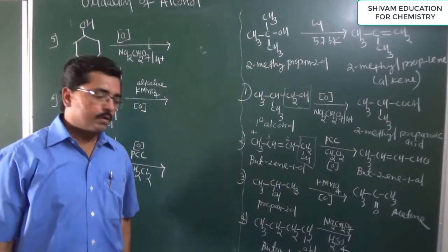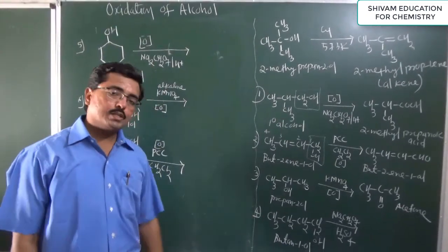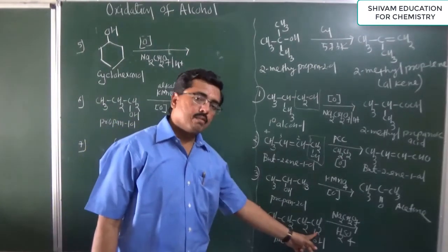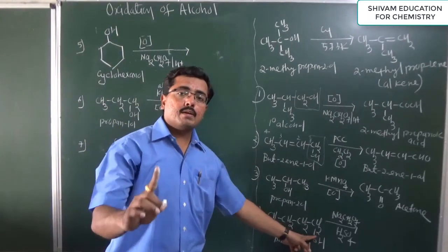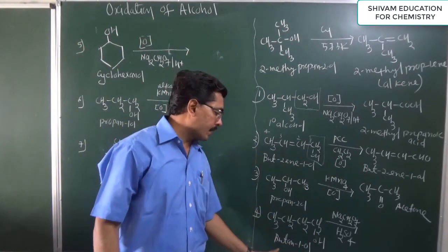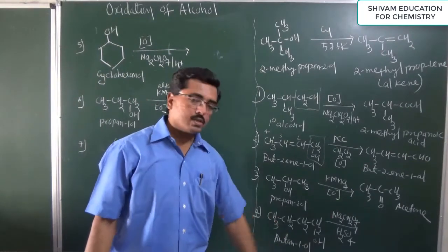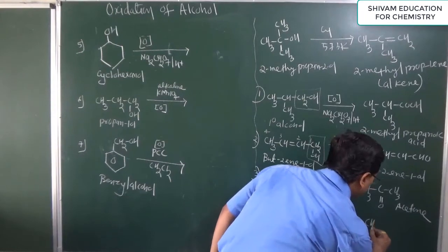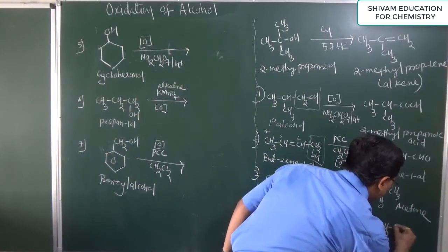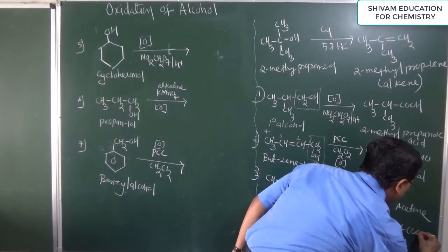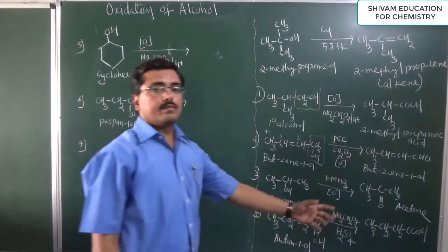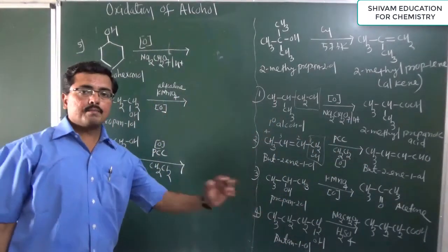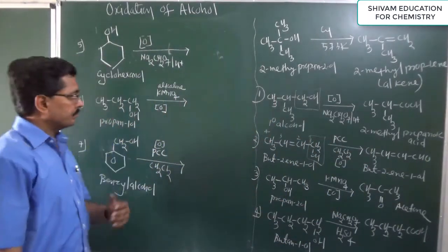Now fourth, what will be the product? The hydroxyl group containing carbon is attached with one carbon only, so it is a primary alcohol. We will use a strong oxidizing agent. So butanol will convert into butanoic acid. So we get this product, which is known as butanoic acid.